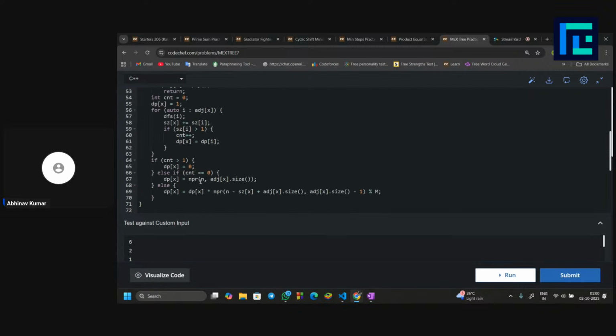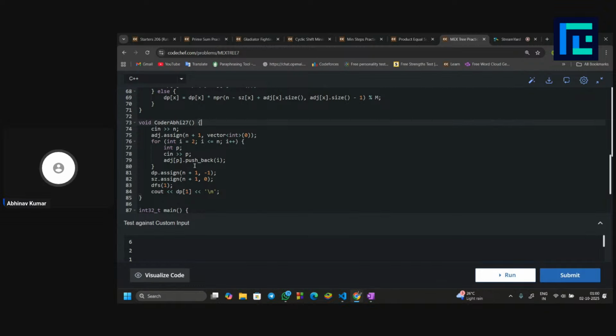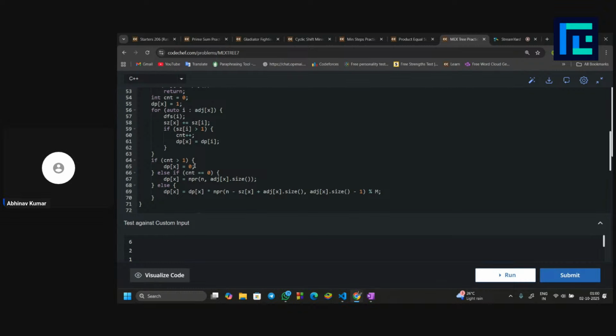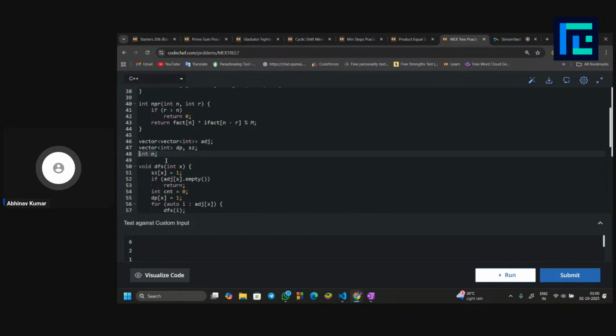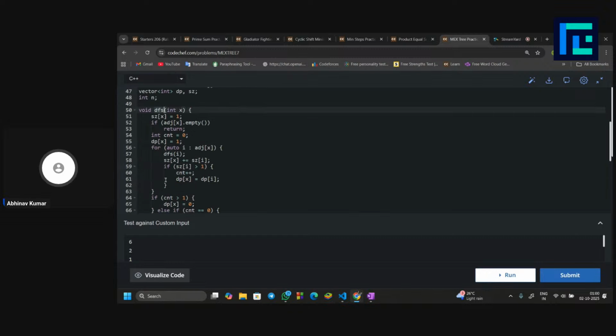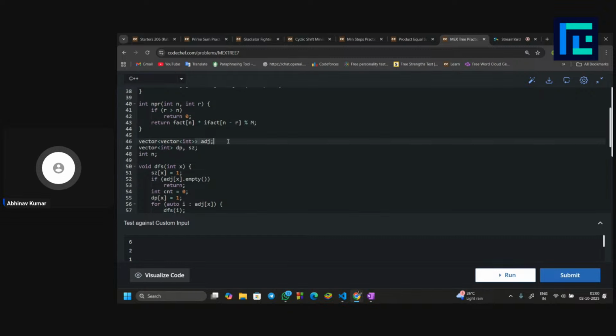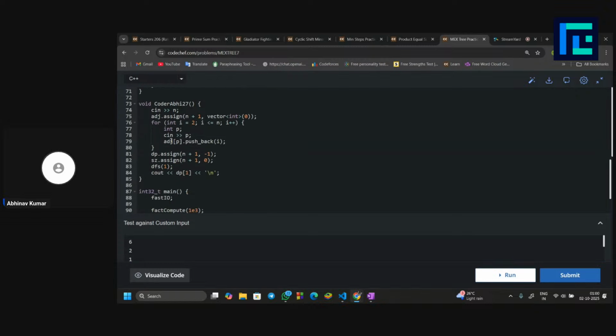Now in my actual function, I take the input: the number of nodes in the tree, which I've taken as a global variable because it would be used in my DFS. I've also used the adjacency list, DP and size. These variables would be required in my DFS, so I've declared them as global. Then I do adjacency dot assign, and I take the input and update my adjacency list. So this input part is done.